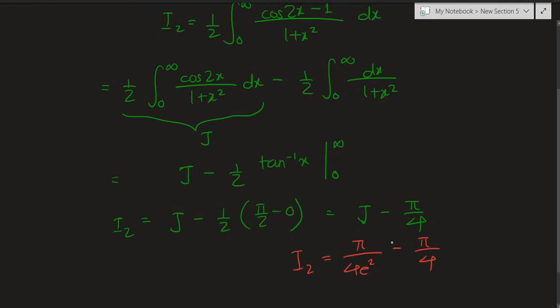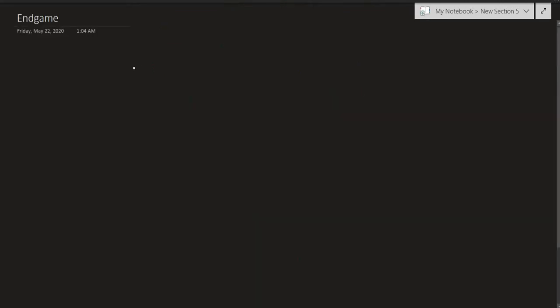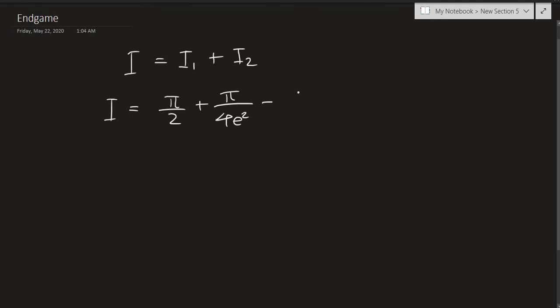Let's go back and plug it in our grand equation. Our grand equation suggested I is equal to I1 plus I2. So I is going to be, I1 we calculated as pi over 2, and we know I2 as pi over 4 e squared minus pi over 4. This will further reduce down. So pi over 2 minus pi over 4 is pi over 4 plus this term pi over 4 e squared.